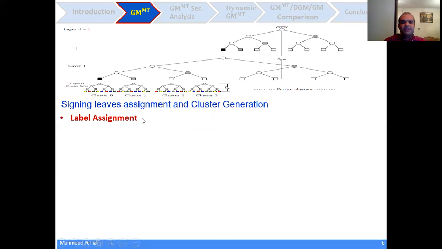Here we provide the signing leaves assignment and the cluster generation, which has three phases. The first one is the label assignment, in which the group manager sets the maximum number of leaves that can be assigned to a member for the whole life of the scheme, denoted by BUmax, and then dedicates to each member a sequence of numbers corresponding to their identity.